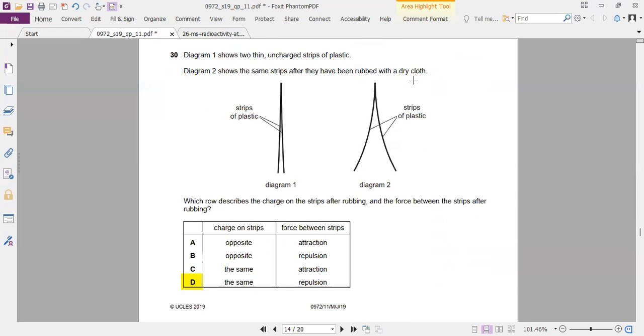When they're rubbed with the dry cloth, they become like this. So they should have the same charge, and the force should be repulsion between them.